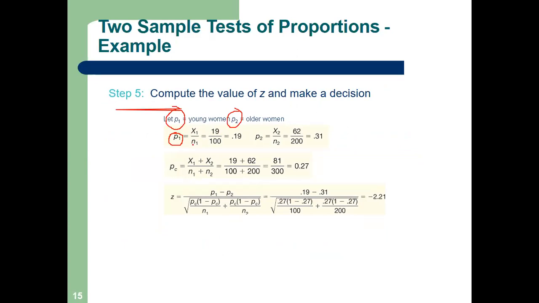So x1 by n1. Is it clear? What is my P1? 0.19. What is my P2? 62 said yes, they liked it, out of 200 older women. So P2 is 0.31. Can we calculate the pooled proportion from here? PC. The formula we know: X1 plus X2 divided by N1 plus N2. Very simple. Put the values, calculate, you will get 0.27. Clear?